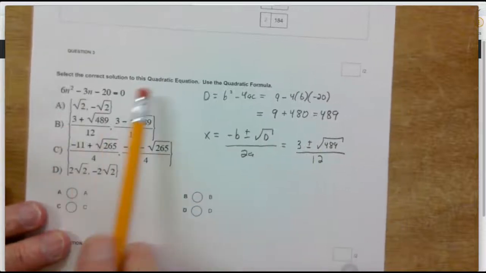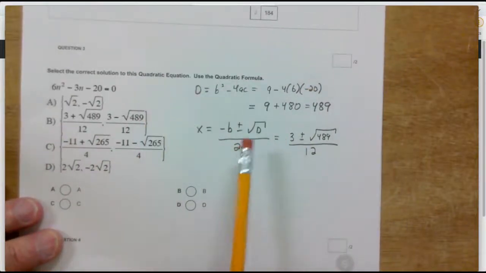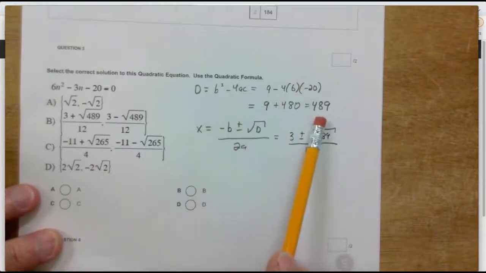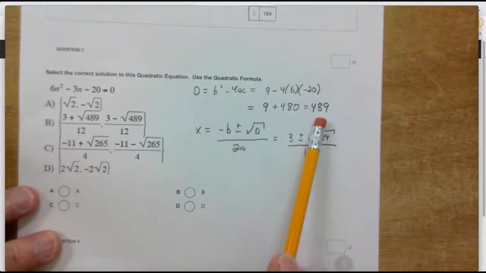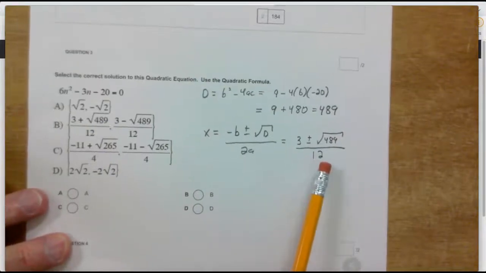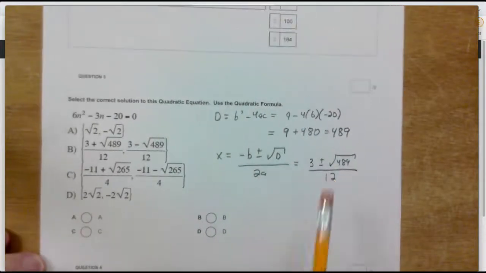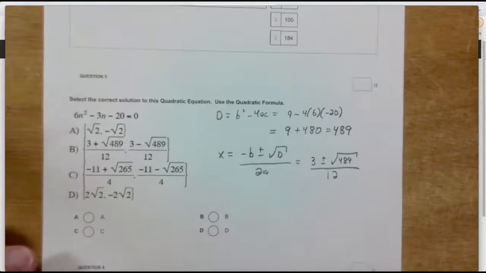All right, the next one was the quad formula. Go ahead and calculate it. All right, I calculated the discriminant first. I got 489. I put it in the quad formula, and this is what I got. Pretty simple answer right there. You can see the answer. This is not a hard calculation to do by hand. You see the answer?